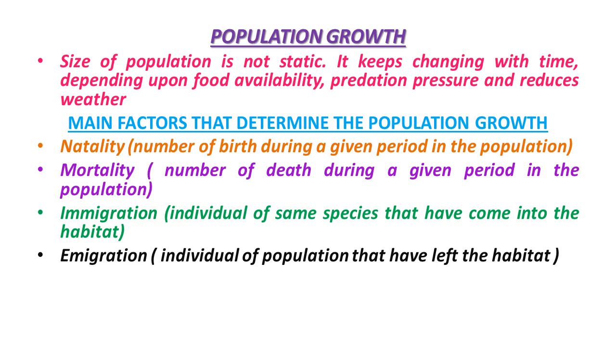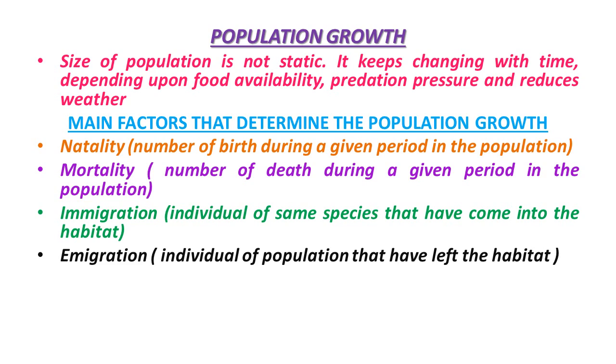Third one, immigration. All of you have heard this word. Immigration means the number of individuals of the same species that have come into the habitat from elsewhere during the time period under consideration. So now we can guess that due to immigration, the population density also increases, like natality.